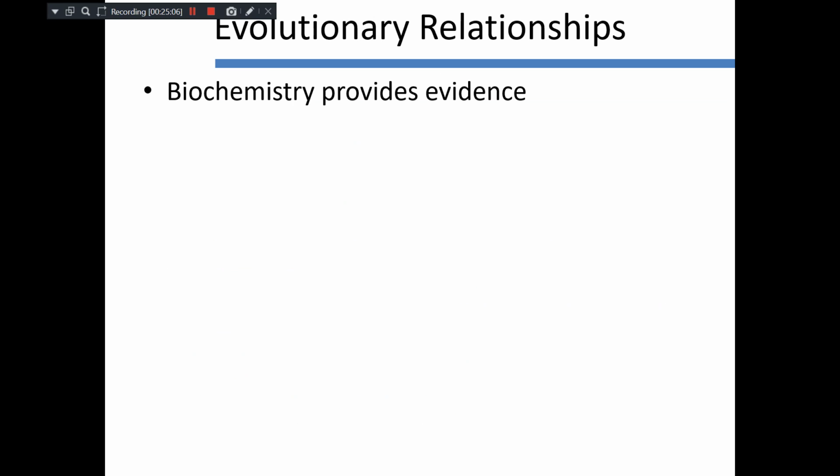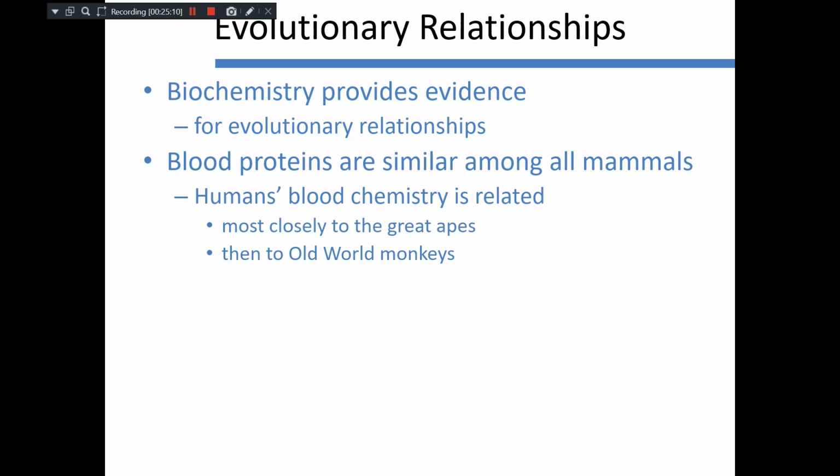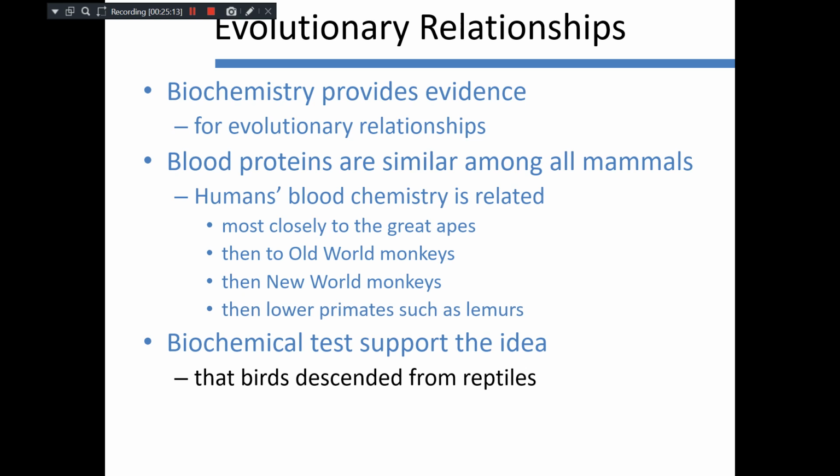So, by seeing that, what we should find out is whether there are any evolutionary relationships among living beings. Biochemistry will provide the evidence to find out the evolutionary relationship between organisms. For example, blood proteins are similar among all mammals. Whether you take the blood protein of a human being, a rat or a cat, blood proteins are similar. What does it indicate? It indicates that we have some level of relationship with those organisms.